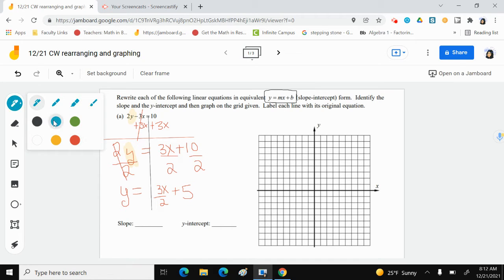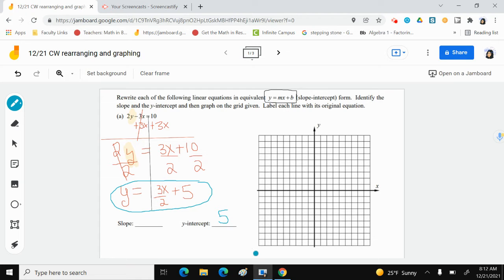Okay, so now that this equation is in the form that we want, we can go ahead and identify the key pieces so that we could graph this. So remember, b is our starting point. So our starting point is 5. That's our y-intercept. And our slope is whatever is in front of x. So that's that 3 over 2. So I'm going to go to 5 on the y-intercept. I'm going to plot that first. So I'm starting at the origin. 1, 2, 3, 4, 5.